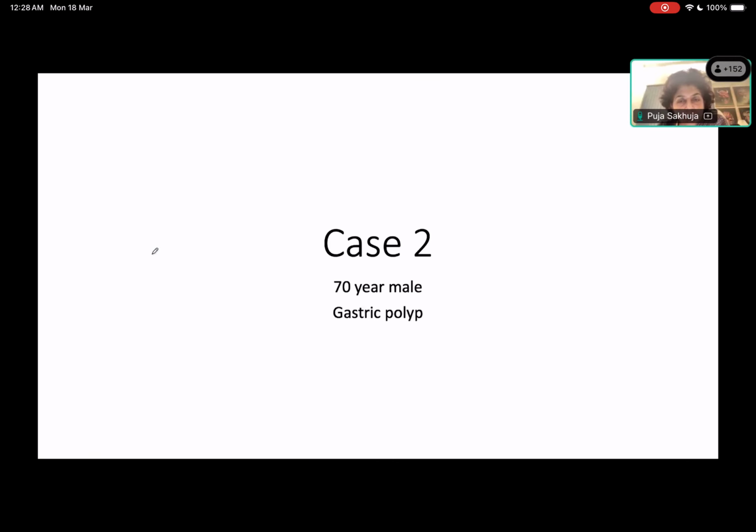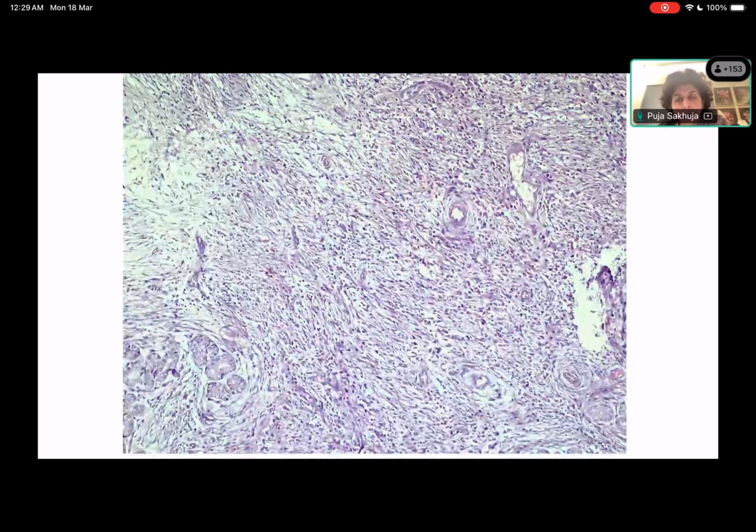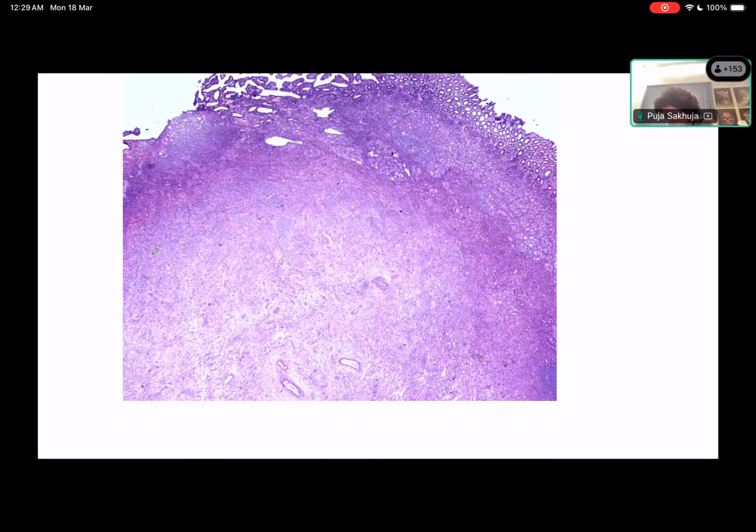Now, case 2 is a 70-year-old male with a gastric polyp, and these 3 pictures were shared, right? Ansha, do you want to describe this lesion? Yes, ma'am. Section shows gastric tissue with normal gastric mucosa with focal areas of epithelial denudation, and within the submucosa is a lesion comprising predominantly fibroblasts and proliferating capillaries.